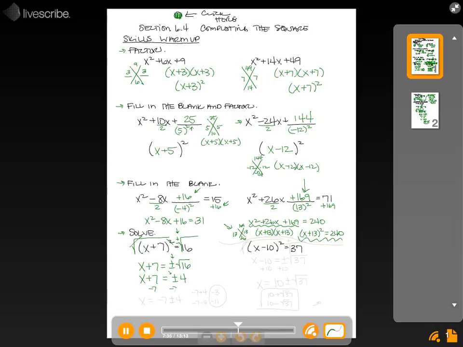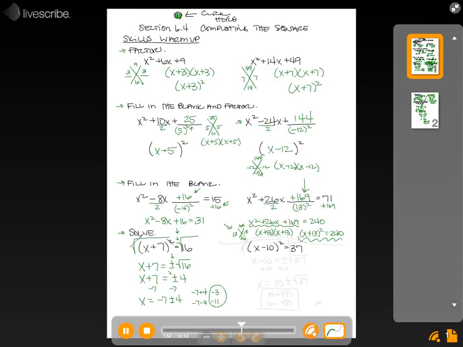And we subtract 7 from both sides. So x equals negative 7 plus or minus 4. That's really negative 7 plus 4 and negative 7 minus 4. Negative 7 plus 4 is negative 3, and negative 7 minus 4 is negative 11. So there would be our two answers. That's how we would solve for x.